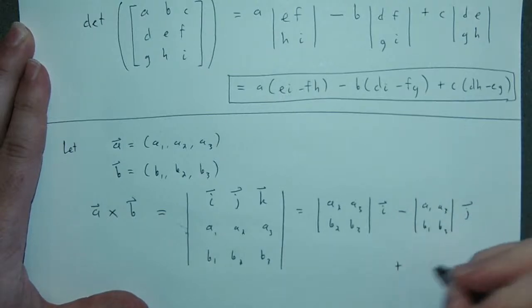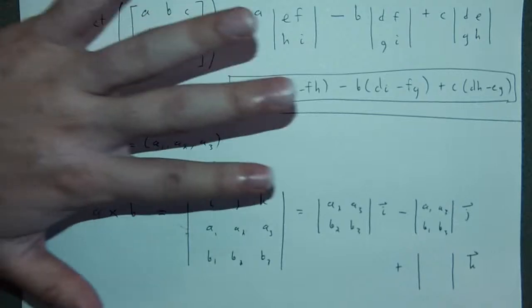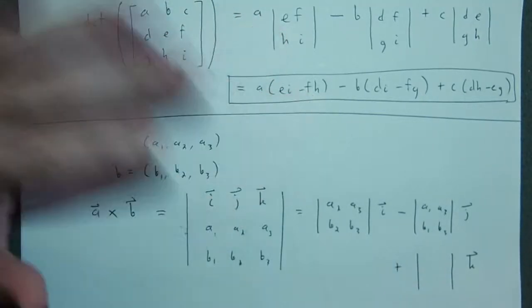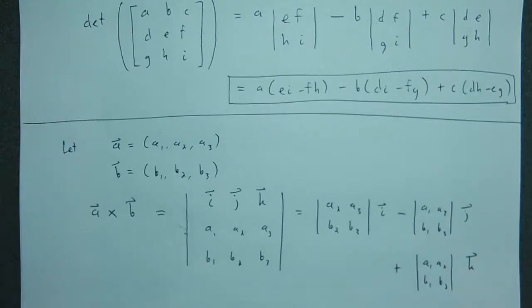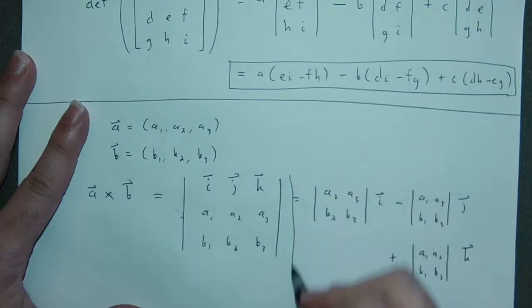And then lastly, plus the determinant of something times k, where that something is, I'm blocking out the top row and the last column, a1, a2, b1, b2. Right? Now, could you just remember this and not remember this form? Of course, but it's easier to remember it this way. Okay, and then I'm not going to write this out in generality, but this is how you do it.